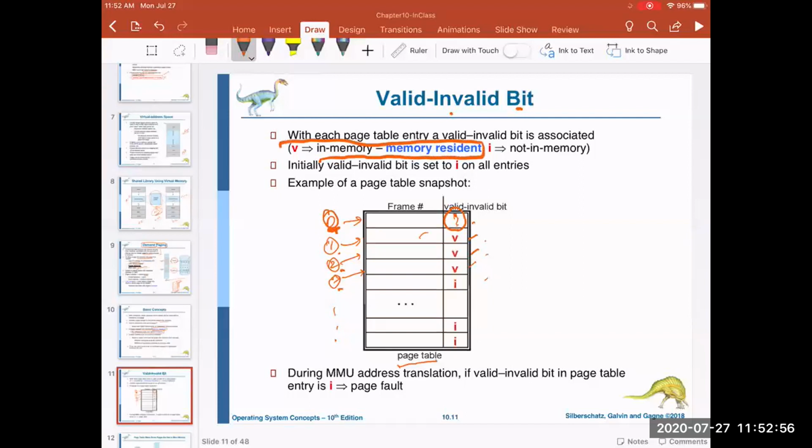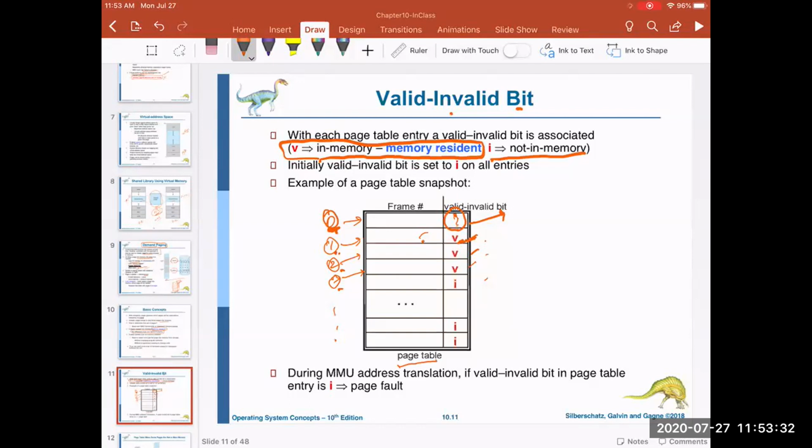Page 1, V is set. So the valid-invalid bit is set for it, so it is valid here. It means that the address is in the logical address space and the frame is inside the memory. I now has two meanings. One is that it is not in the address space. The second is that the address is not in the main memory. Clear? So this is the difference.